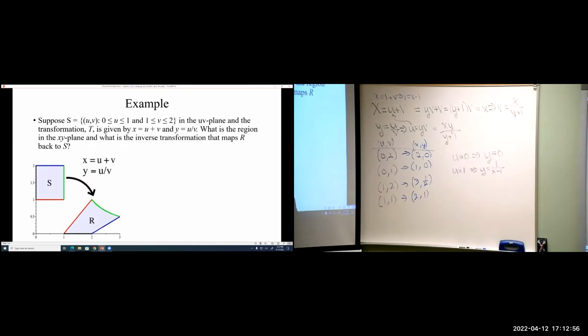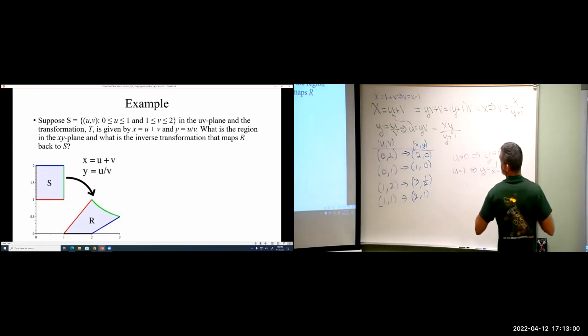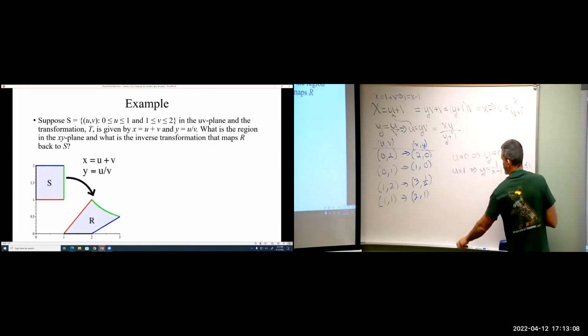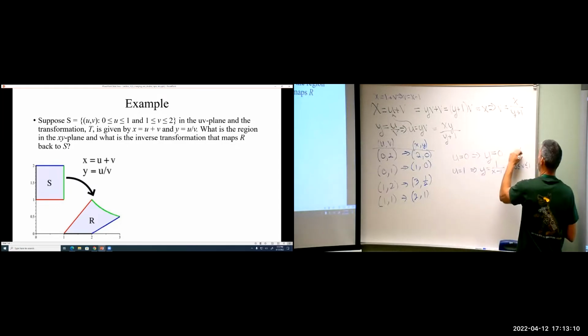And again, this is for both of these, the same, right? This was for V in between 0 and 1.